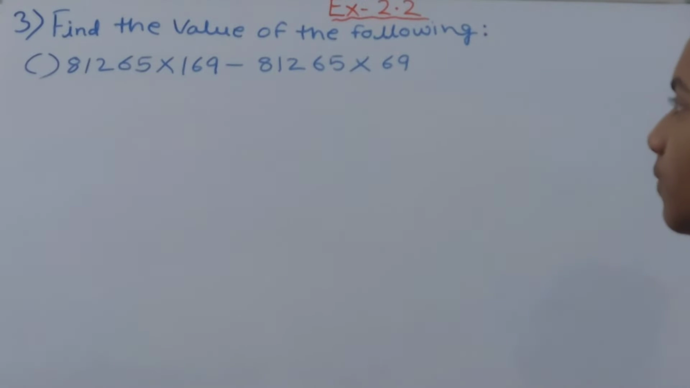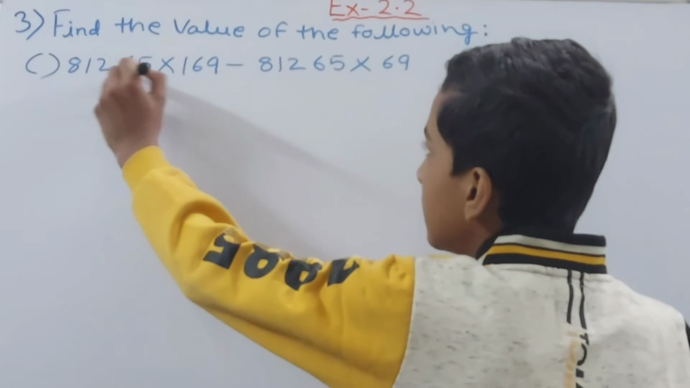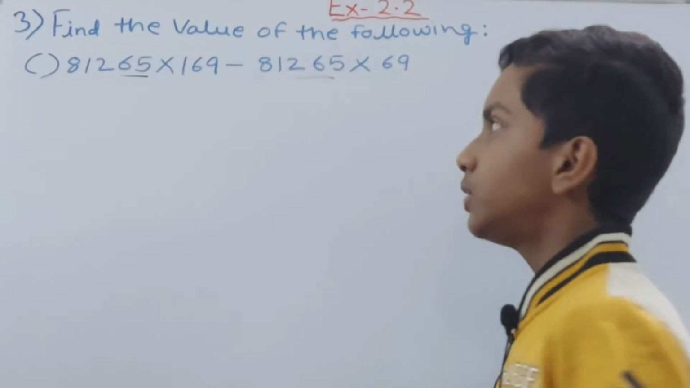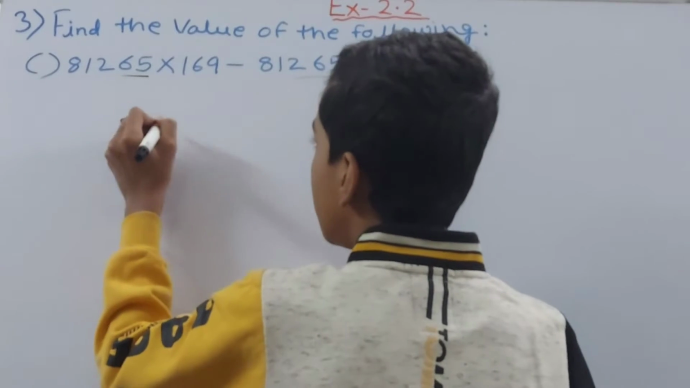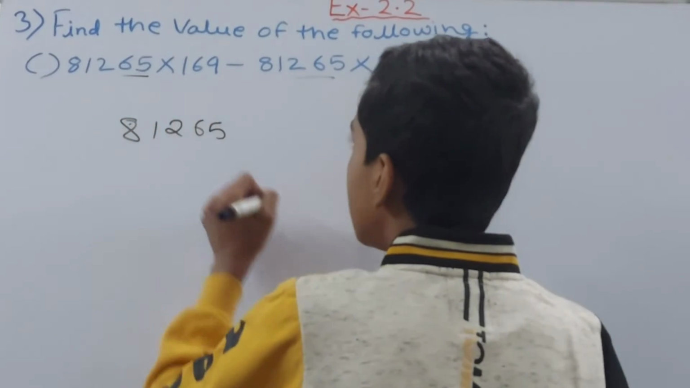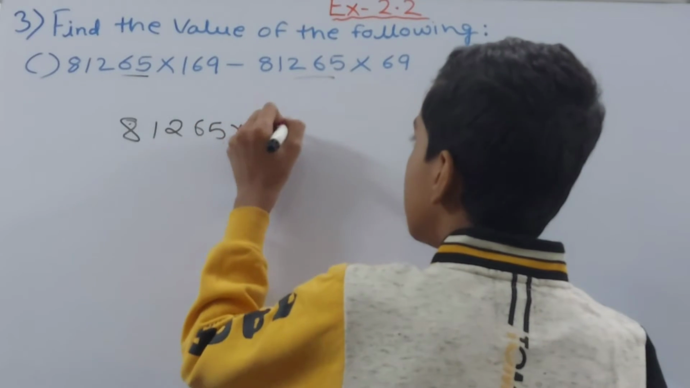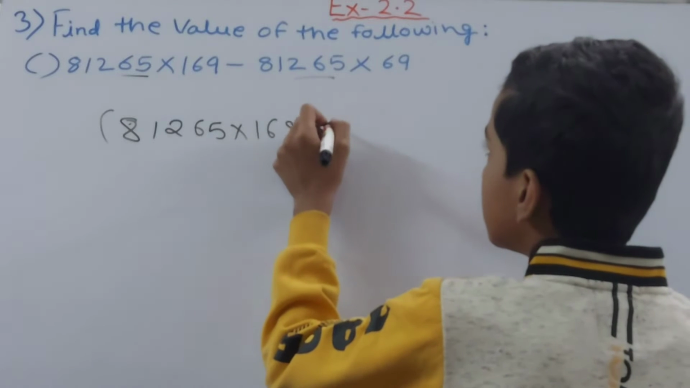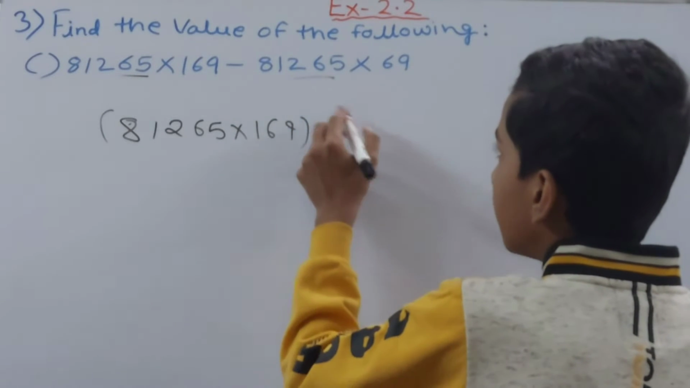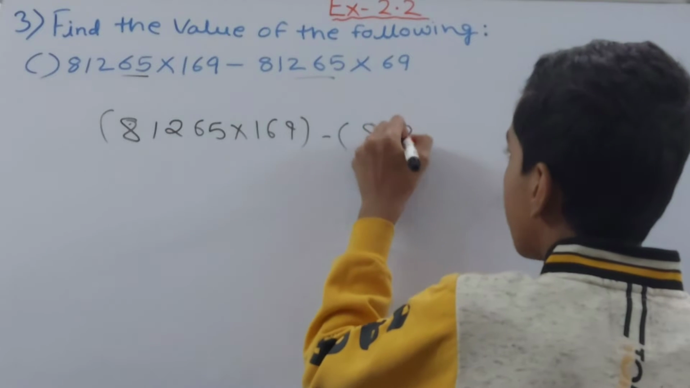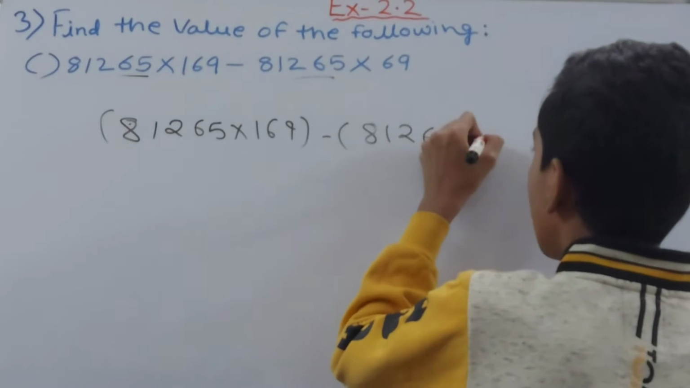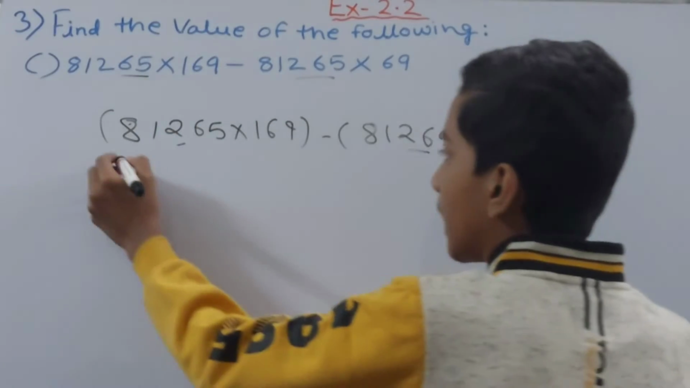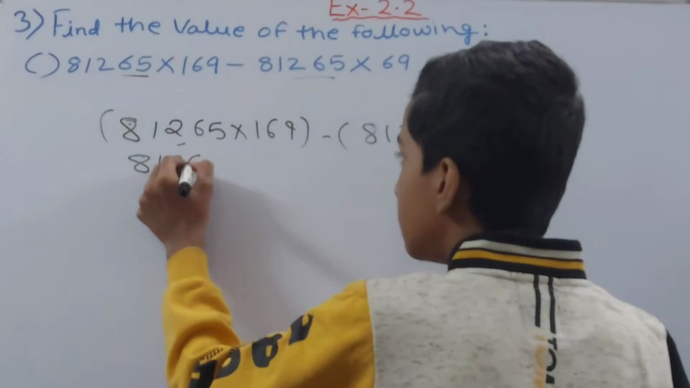Now what does it mean? We will see over here again, this 81265 is written 2 times, so we can make it in a group: 81265 here into 169. This will be in 1, and then we have this minus, then over here we are having 81265 once again into 69. Now see over here, if we take these and this, we can write it once because we are getting it 2 times.